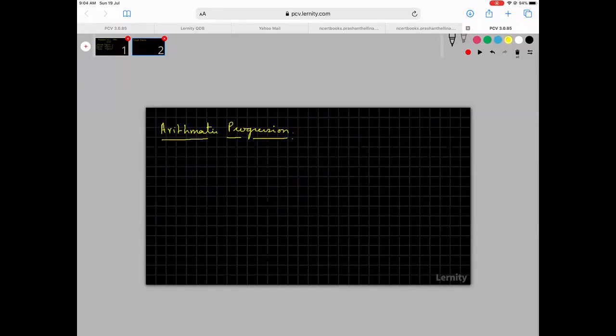Now, if I have to talk to you about arithmetic progression, first let me define what an arithmetic progression is. It is also referred to as an arithmetic series, and in short we will call it AP. Basically we are talking about a series of numbers. Suppose we have A1, A2, A3, A4, and it goes on.